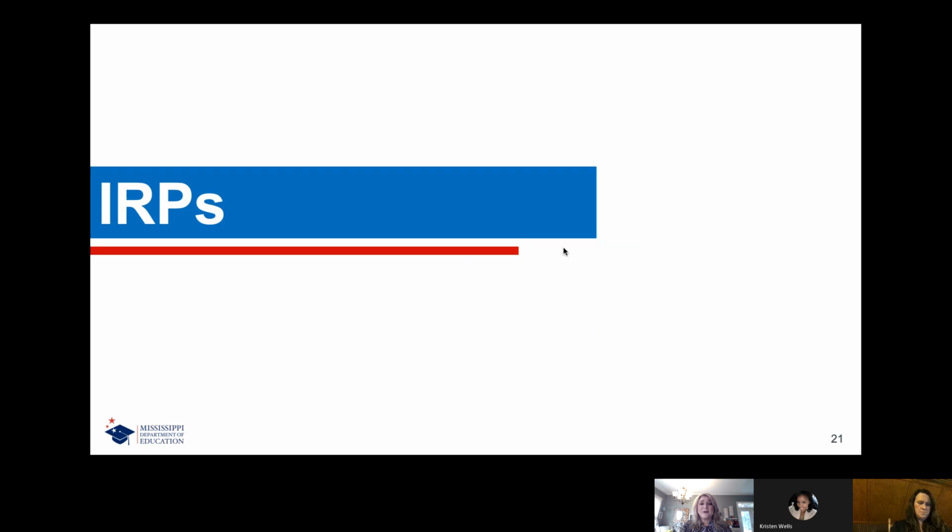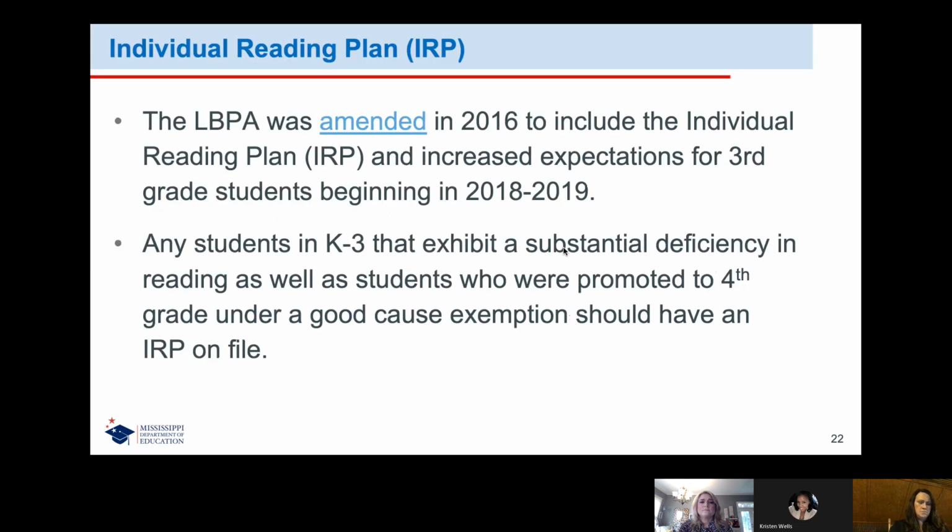So here we have IRPs, and we're going to talk to you about the different components of the IRPs. So first, why do we have the IRPs? So the Literacy-Based Promotion Act was amended in 2016, and it was amended to include the individual reading plan. It increased our expectations for our third grade students beginning in the 2018-2019 school year. So any students in K-3 that exhibit a substantial deficiency in reading, as well as students who were promoted to fourth grade under a good cause exemption, should have an IRP on file.